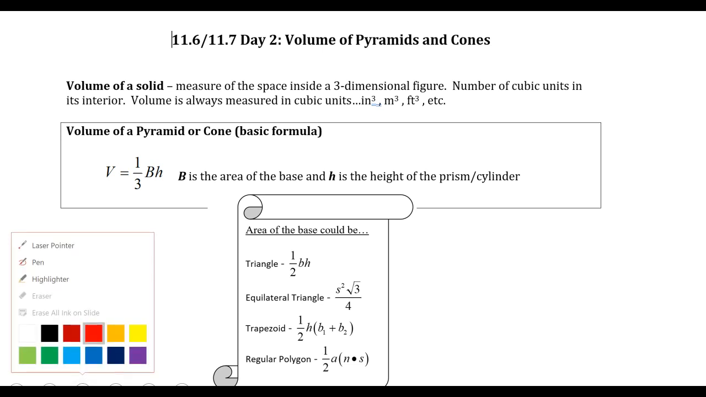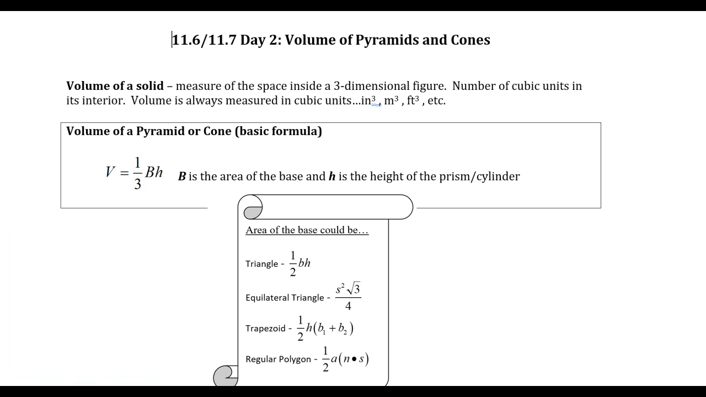Now, I mentioned this in a help video. If you haven't seen the help video for 11.5 and you're watching this for the first time, we mentioned that B is the base. Not only the base, but big B means the area of the base. Your base could be a triangle, an equilateral triangle, a trapezoid, or a regular polygon. We found how to find the area of those two-dimensional shapes, but then your job is to find that area using these formulas, to then punch it into the formula and go from there.